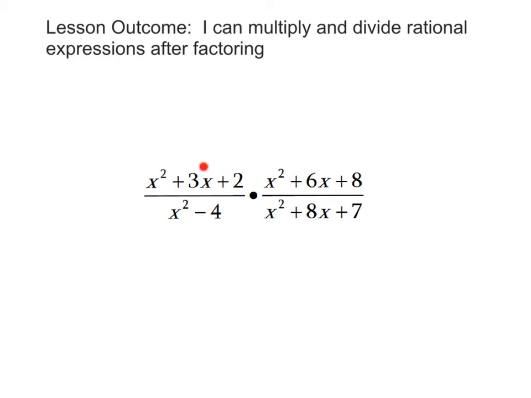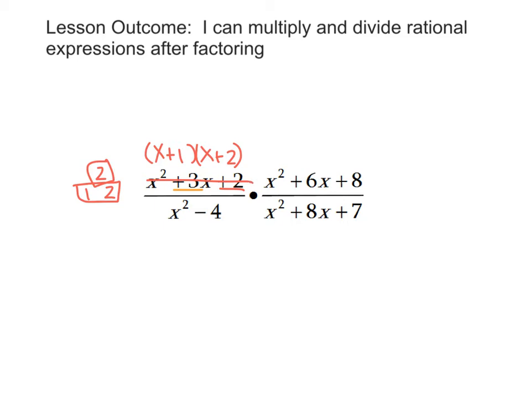Now notice this is a quadratic with a leading coefficient of 1. So we're going to take our C term, the positive 2 right there, and ask what are the factors of 2? Well, 1 times 2. Do these add up to our middle term? Yes, they do. Our middle term right here is a positive 3. So we have our factors. We can put in our parentheses, x here, and then we need a plus 1 and a plus 2.